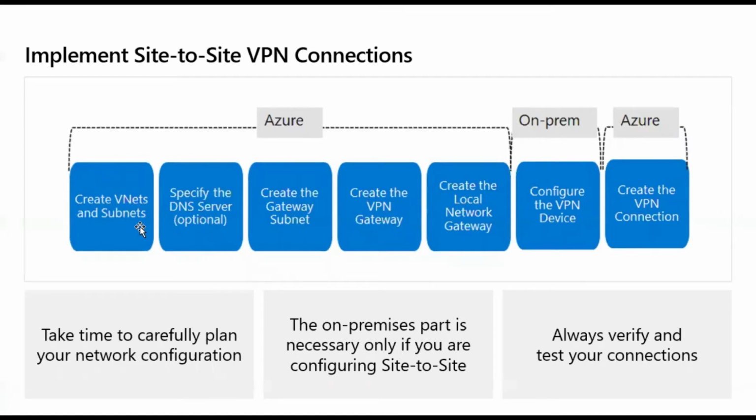Now, currently we have VNets and subnets. We have a default DNS. We have the gateway subnets, and we are creating the VPN gateway. The only thing, if we'd like to connect with on-premises, is we need to create a local network gateway. And on-premises, you need to configure a VPN device such as Ubiquiti, Fortinet gateway. Those kinds of devices support these on-premises VPN services. And after that, in Azure, we need to create the VPN connections.